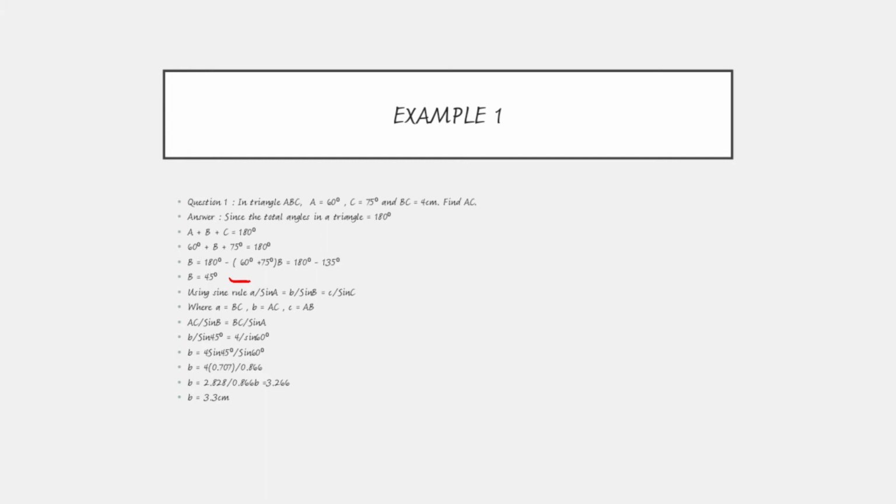Our A equals to line BC, our B equals to line AC, and our C equals to line AB. Then if you substitute this into the formula, we have B over sine 45, which is angle B, equals to A over sine A, which is 60 degrees, and our A is 4, divided by sine 60 degrees. If you press the calculator, we have our B equals to 3.26 approximately.